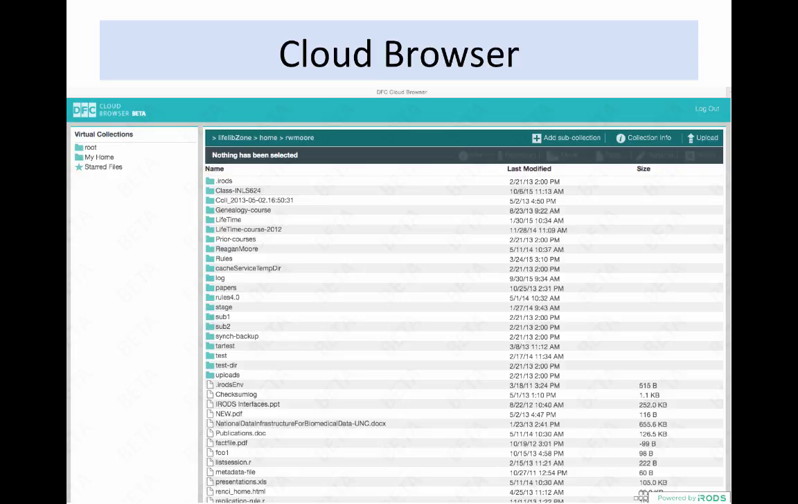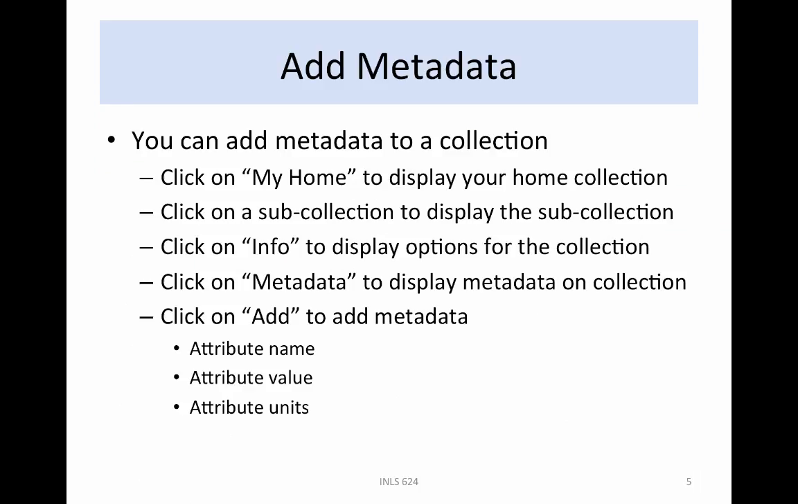You can add metadata. To add metadata to a collection, click on My Home to display your home collection. Click on a sub-collection to display the sub-collection contents. Click on Info to display options for the collection. Click on Metadata to display the descriptive metadata for the collection. Click on Add to add metadata to the collection. Each metadata attribute is specified by an attribute name, an attribute value, and an attribute unit or comment.